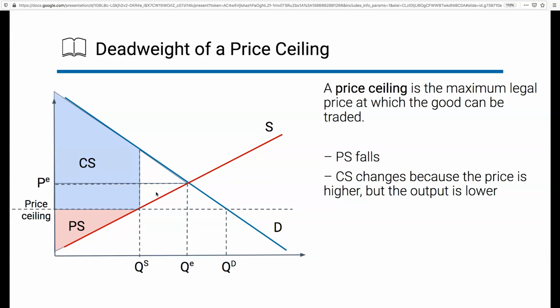Sorry, I don't have a gray triangle to cover this area.